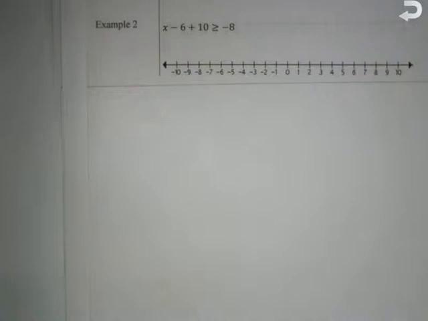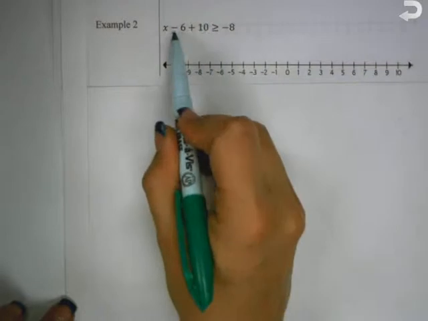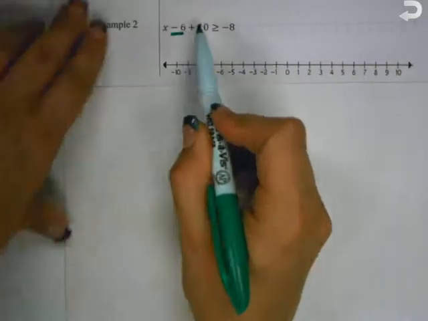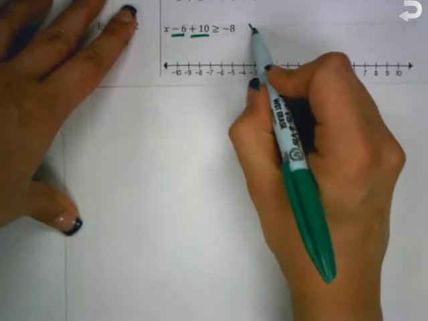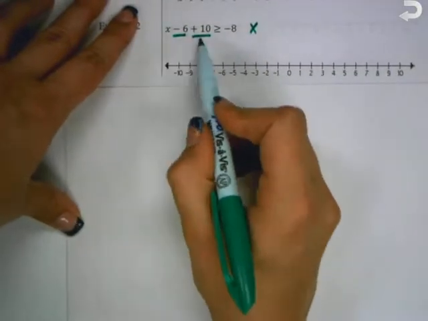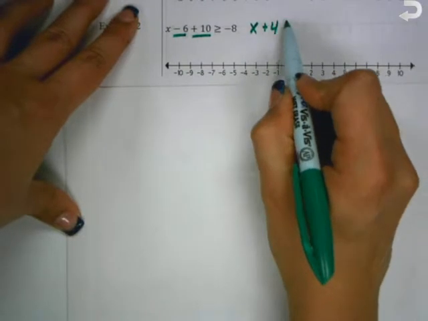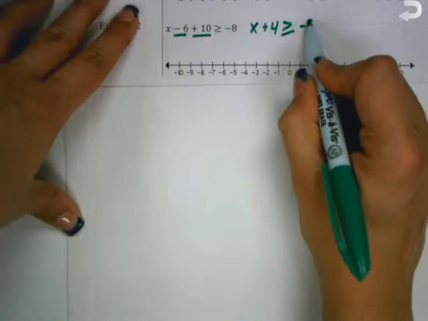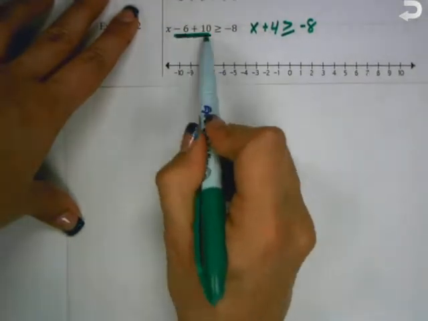So what am I going to do here? I have x minus 6 plus 10. So I have x, negative 6 plus 10, what does that give me? Positive 4. So I actually have x plus 4 greater than or equal to negative 8. I combined like terms. We're just solving as normal.